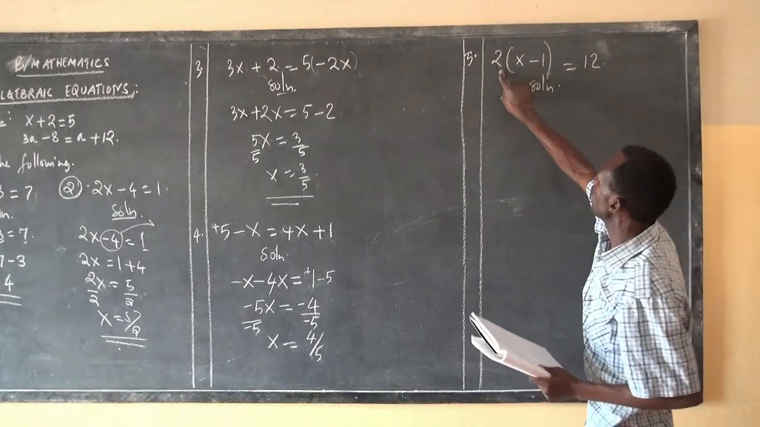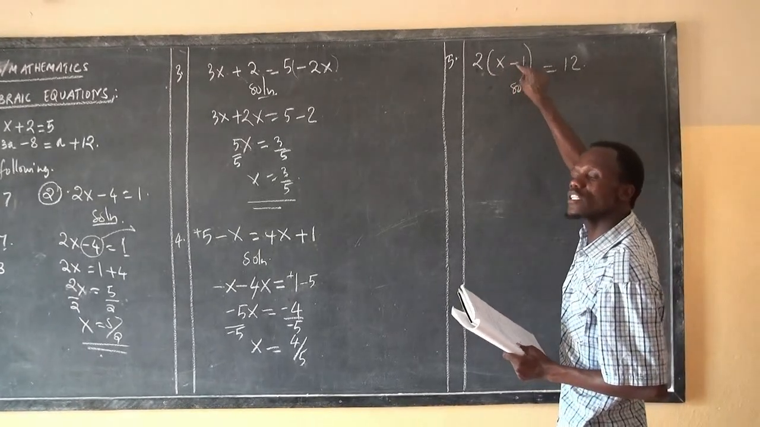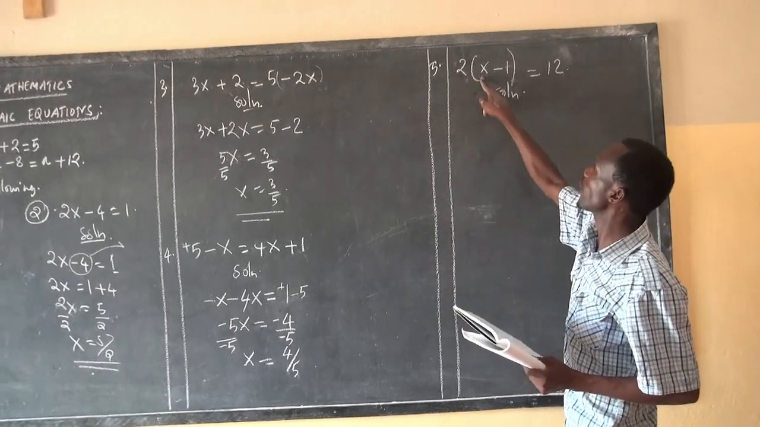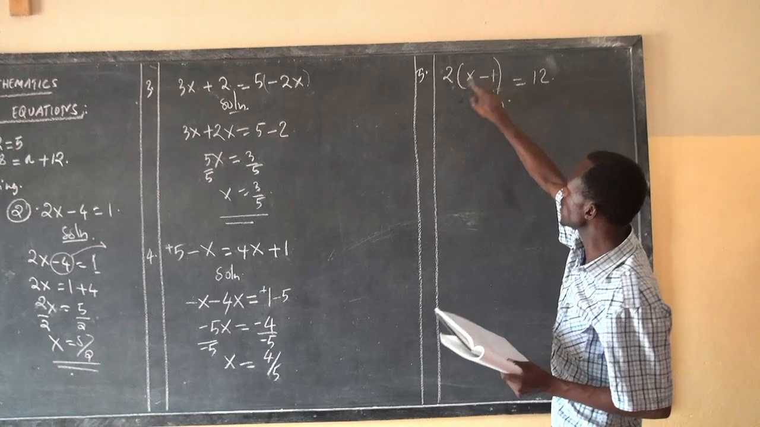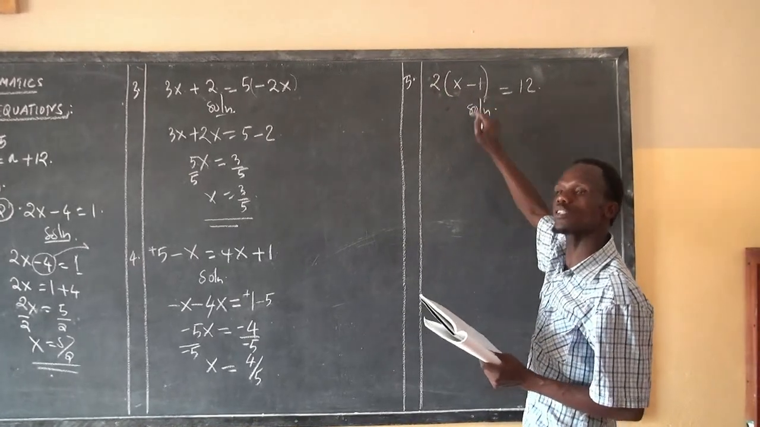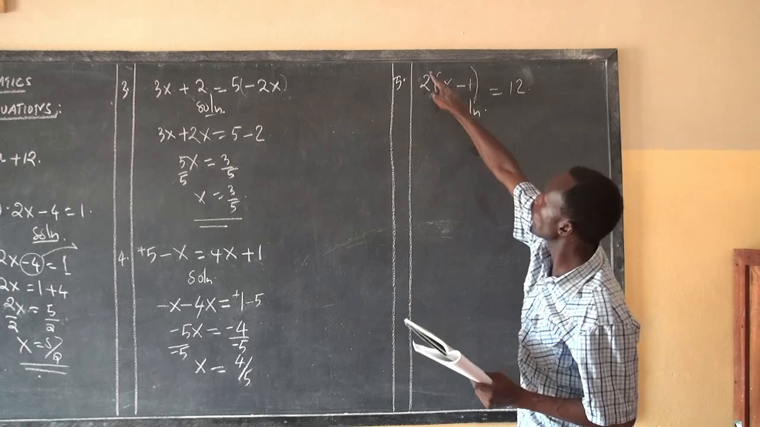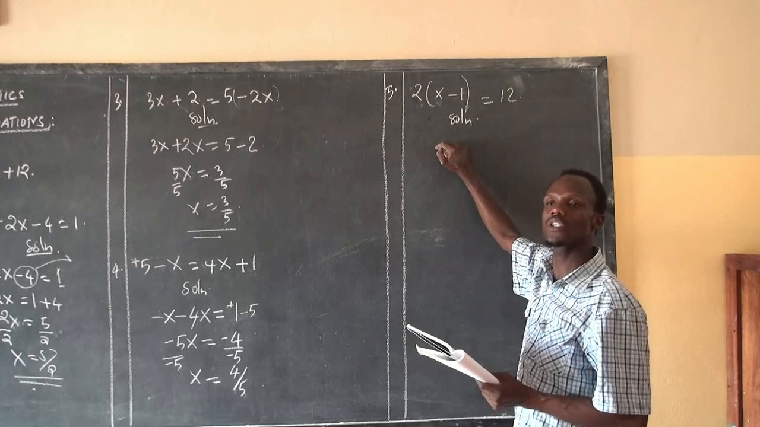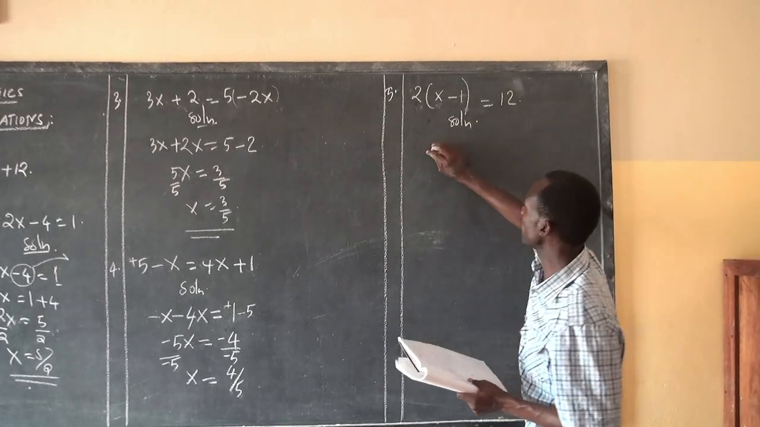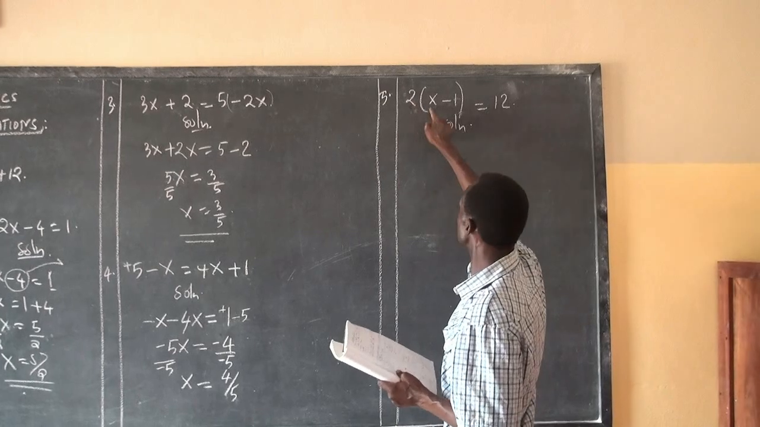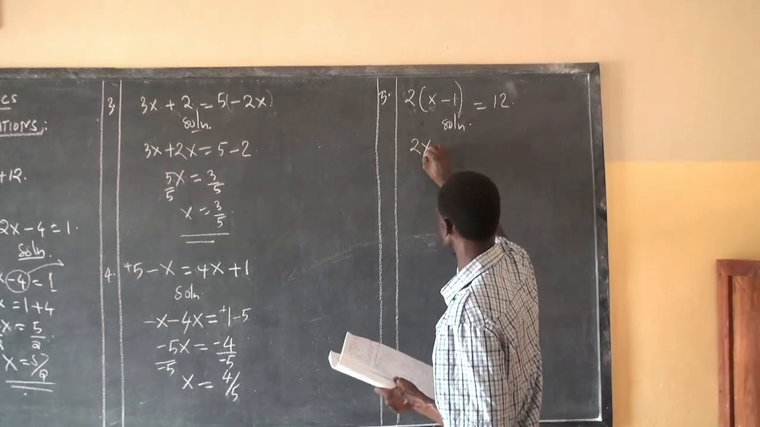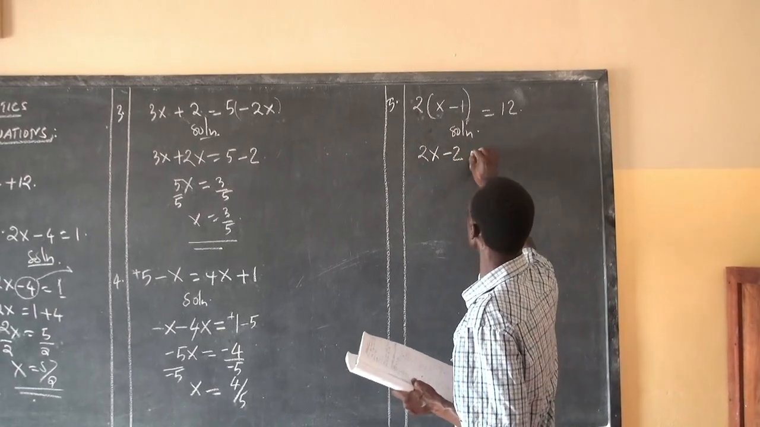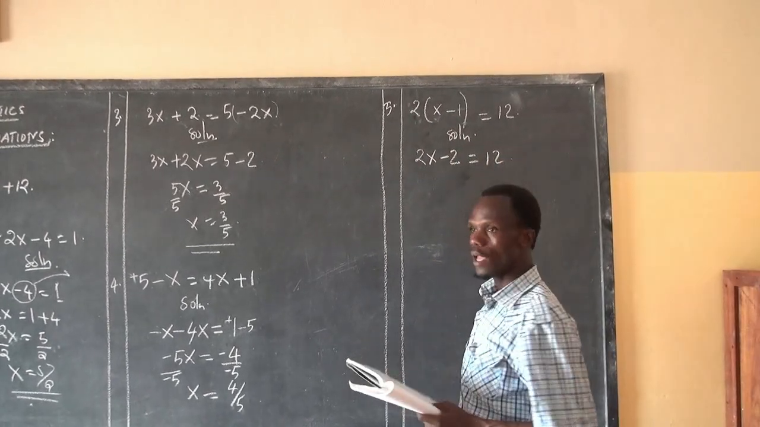Kwa hii namba hii inazidisha kwa namba zote zilizomo mle ndani. And if it is positive, inaathiri hapa, inaathiri na hapa. If it is negative, inaathiri namba zote zilizomo ndani. If you find this is negative, it will affect all the terms which are found in the bracket. And that's why 2 times x, we get what? 2x. Then 2 times negative 1, we get negative 2, is equal now to 12.